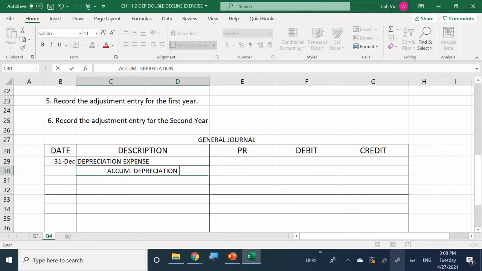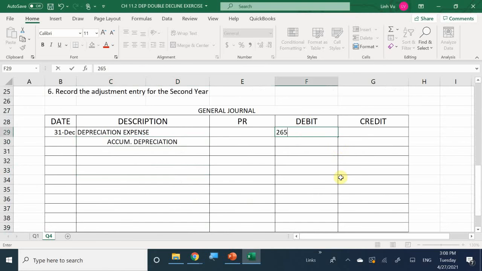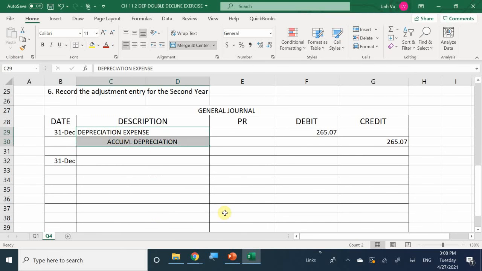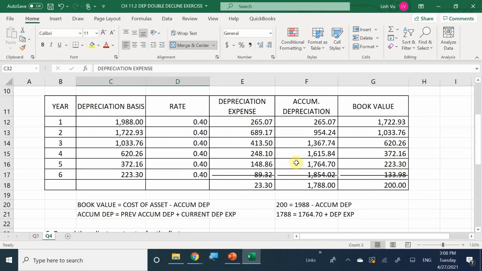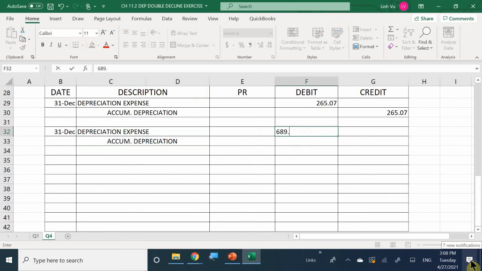Okay, for how much for the first year? 26507. Right? Okay. And then last but not least, question number 6 says to do the depreciation for the second year. So what is going to be? The text will be the same and the amount will be 689.17. 689.17. Good. Okay. All right.